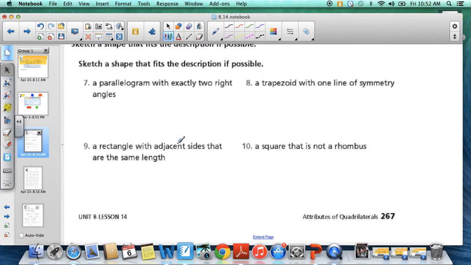Okay, so let's go on to number 7. Sketch a shape that fits the description if possible. A parallelogram with exactly 2 right angles. And I do not believe that that is possible, so we'll just write not possible. You guys can, I'm just going to write not P. You guys finish writing out possible for me. Okay, so number 8, a trapezoid with 1 line of symmetry. Okay, we could do that. Let's see. A trapezoid has one pair of parallel sides. So let's draw our parallel sides, and then we'll meet them.